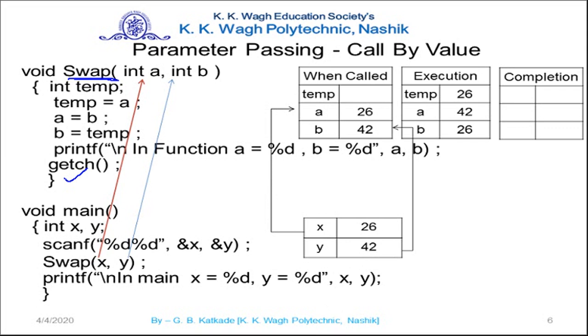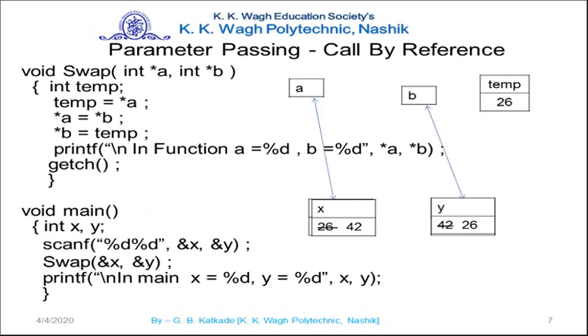So this is what is called call by value. Only values are copied and used there. Separate memory has been allocated during the call of the function, as indicated here. Now let us see what happens in case of the call by reference.